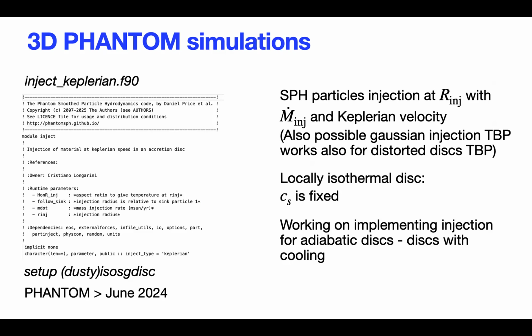It also works for distorted disks. I worked on this with Beck. And as I told you, the disk is locally isothermal. So what would be nice, maybe I can work on this during these days, is to implement this injection for adiabatic disks.